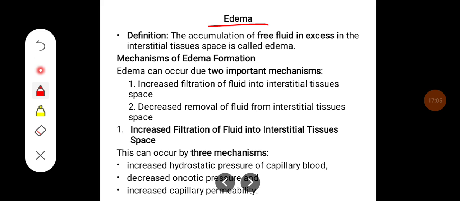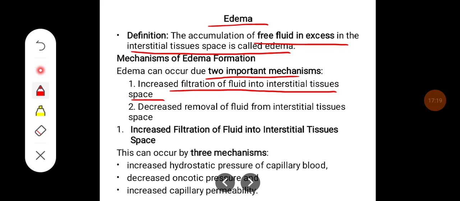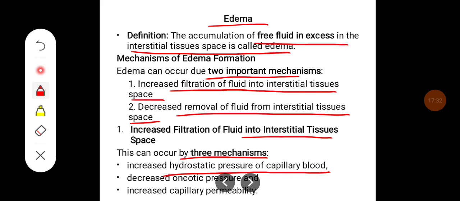Edema. The accumulation of free fluid in excess in the interstitial tissue is called edema. Regarding the mechanism of formation of edema, there are two important mechanisms: increased filtration of fluid into the interstitial tissue space and decreased removal of fluid from the interstitial tissue space. Increased filtration of fluid into the interstitial space occurs by three mechanisms: by increasing the hydrostatic pressure in the capillary, decreased oncotic pressure, and increased capillary permeability.